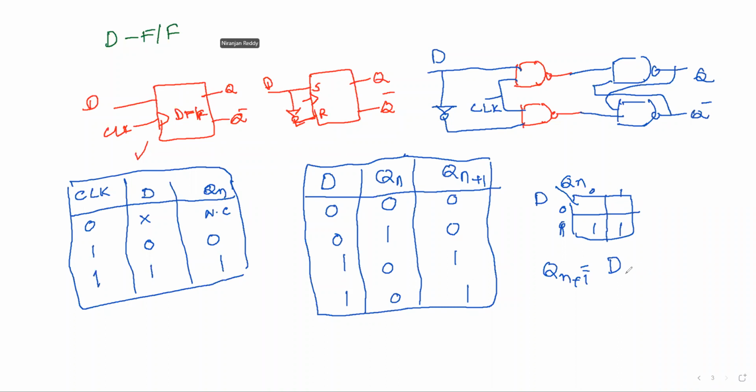So that's why it is called Qn plus 1 is equal to D. Okay. So this is a characteristic equation. So here Qn is 0 means 0. Qn is 1 also 0 because D is 0. D is 1, it is 1.